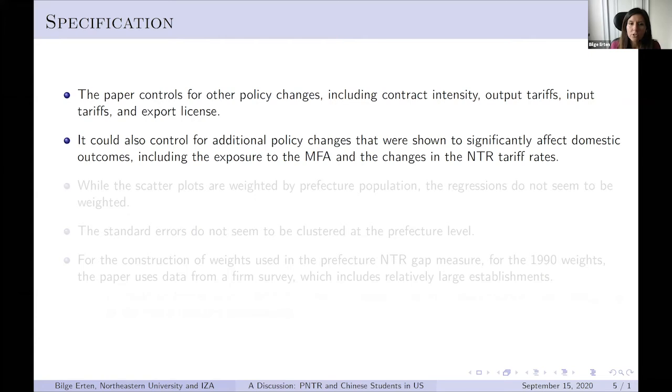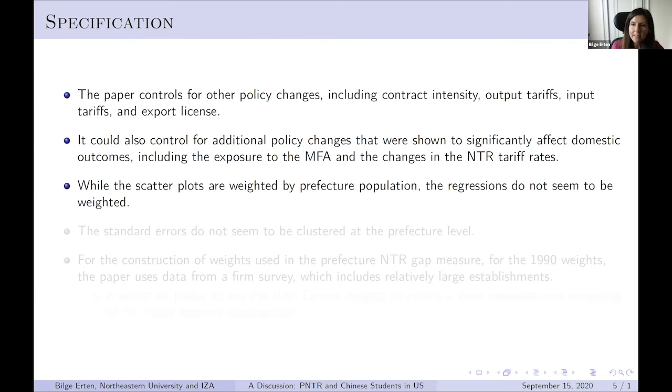including exposure to the MFA. I know you do a study looking at just the effect of the MFA, having a similar effect itself, but I think it can be thought of as a control as well, using the same quotas. And the other policy they can control for is changes in the NTR tariff rate itself, which changed very slightly, but many papers control for that too.